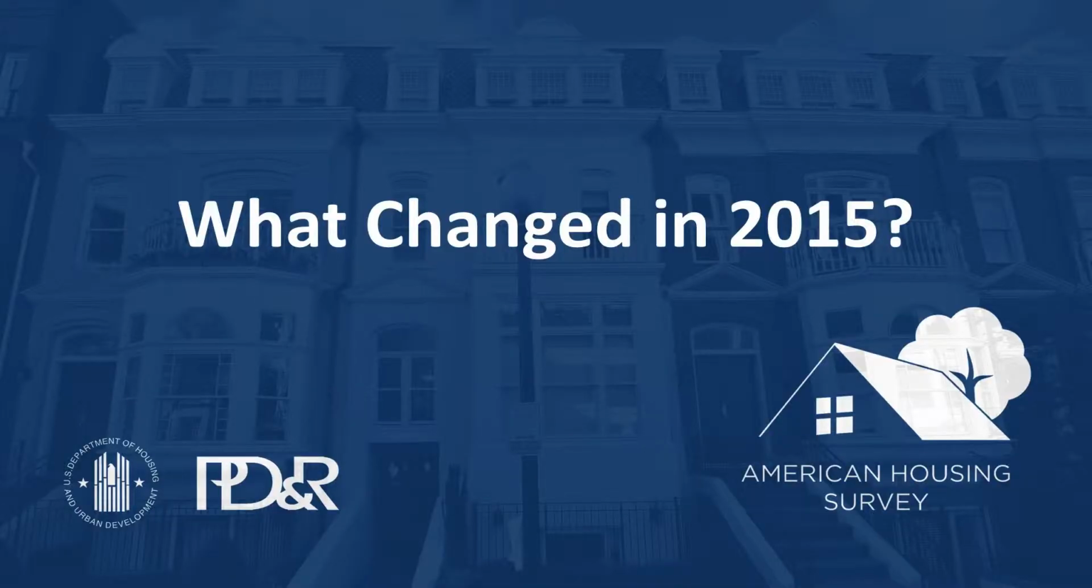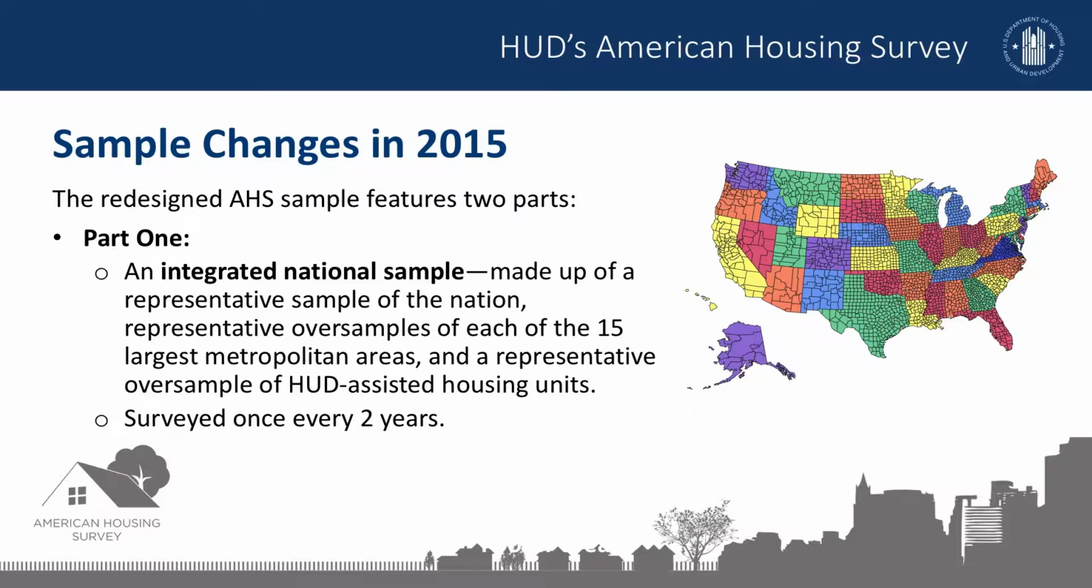Now, let's take a closer look at how the AHS sample design changed in 2015 and what that means for PUF users like you. In 2015, for the first time since 1985, HUD and Census drew an entirely new sample for the American Housing Survey. The redesigned AHS sample features two parts. Part 1 is an integrated national sample made up of a representative sample of the nation, representative oversamples of each of the 15 largest metropolitan areas, and a representative oversample of HUD-assisted housing units. HUD and Census survey the entire integrated national sample once every 2 years.